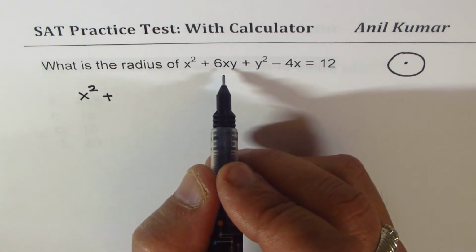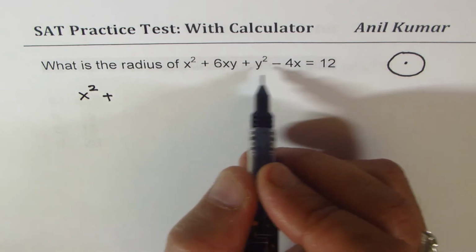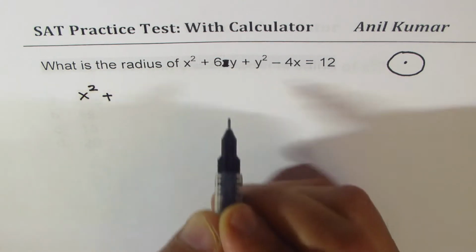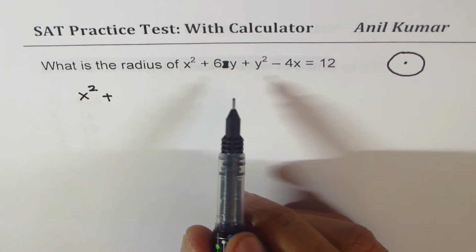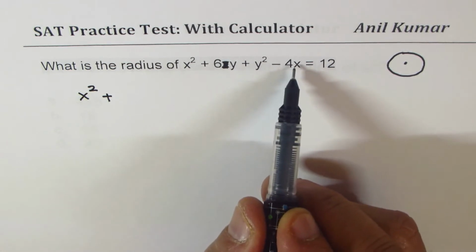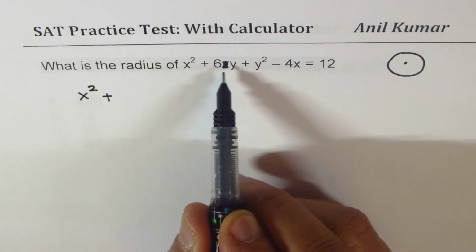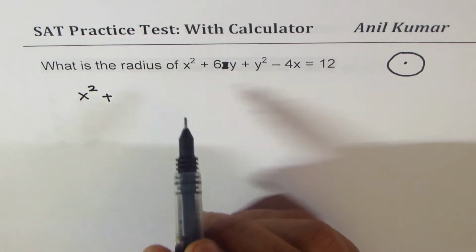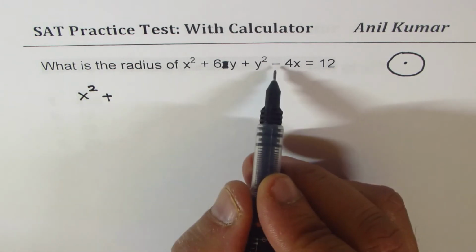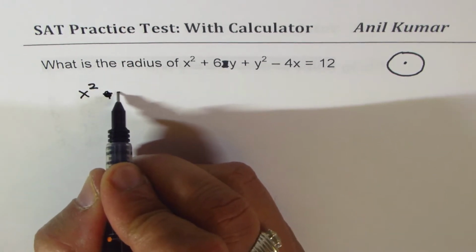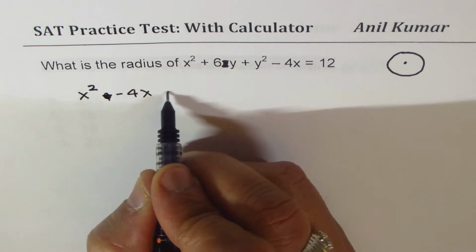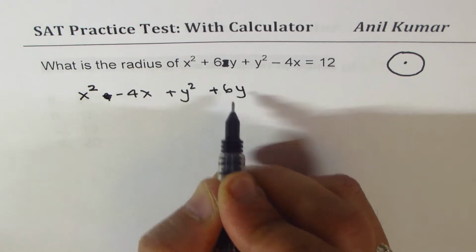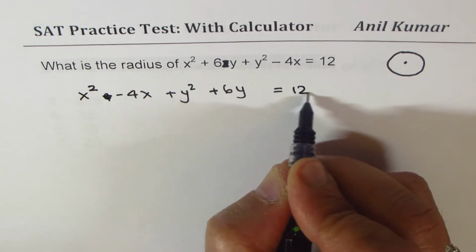I think there is a typing error here. There cannot be, so for the time being I'll just make it y. There are no xy terms in this. So basically we have two x terms, one with a square and one without a square. I just made this correction, hopefully. Anyway, you will understand the method. So we have x squared, and the x term here is minus 4x. Then we have plus y square, where the y term is plus 6y. And then we have equals 12.